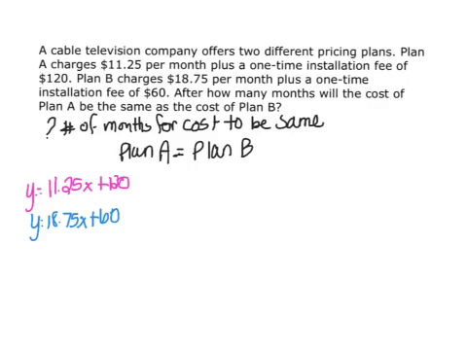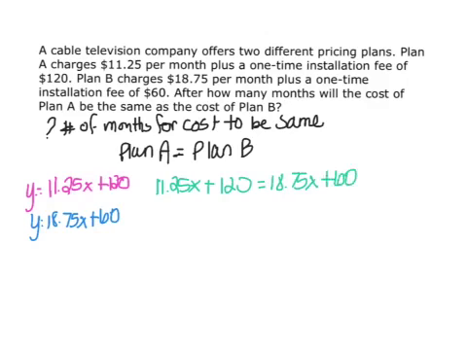So now I want to know, again, when will these two be the same? So when will plan A, 11.25x plus 120, equal plan B of 18.75x plus 60?